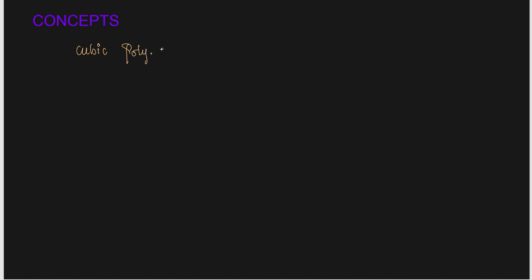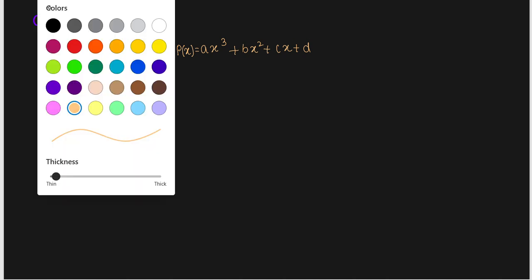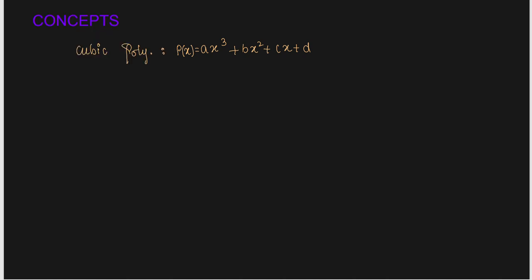If I have a cubic polynomial, the general form will be written as ax cube plus bx square plus cx plus d. This is nothing but a polynomial p(x). So if I say the zeros of this particular polynomial are, let's say, I'll name them alpha, beta and gamma. This is called alpha, beta, this is called gamma. So these are the zeros or roots of this cubic polynomial.